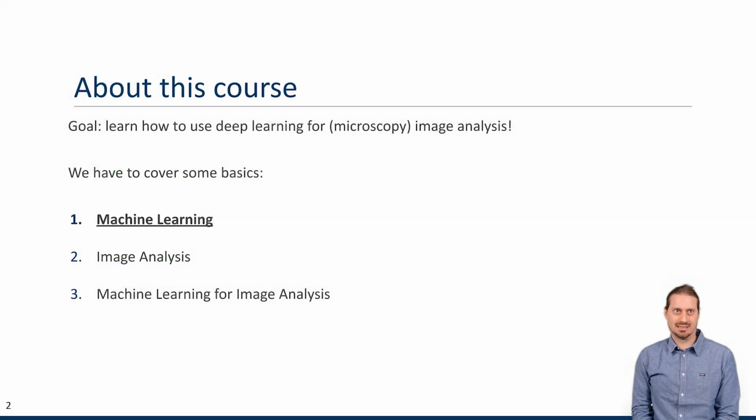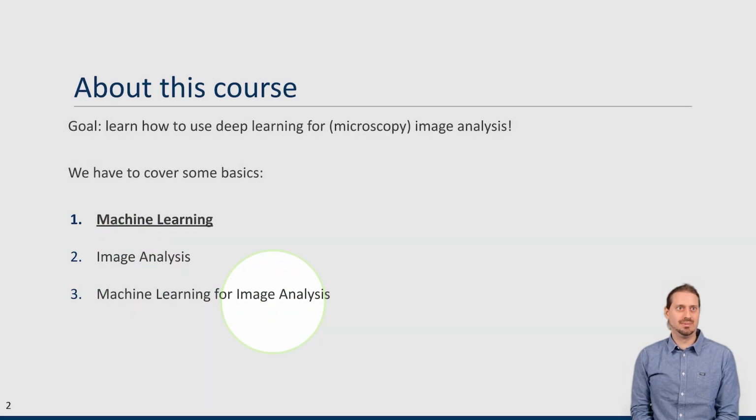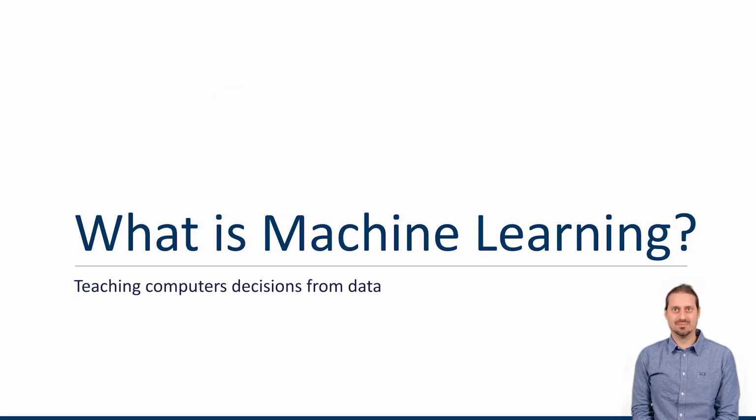Machine learning is the basic field from which deep learning derives. And then in two other lectures, we will also talk about image analysis, and then we will see how we combine image analysis with machine learning. But for now, let's get started with machine learning to discuss what this actually is.